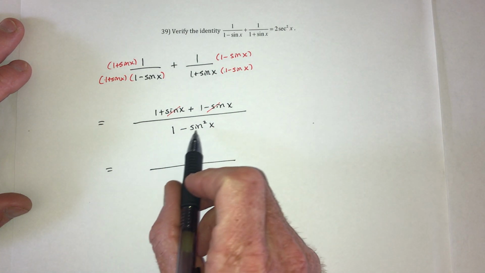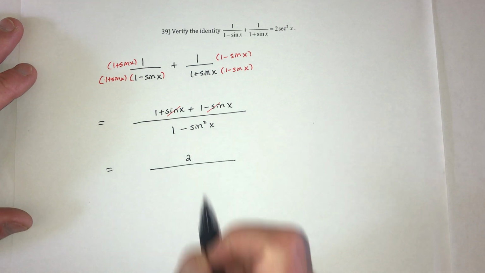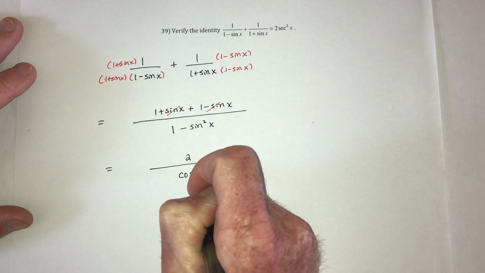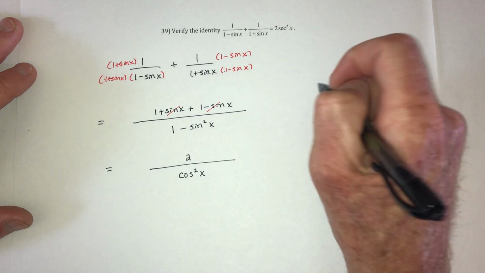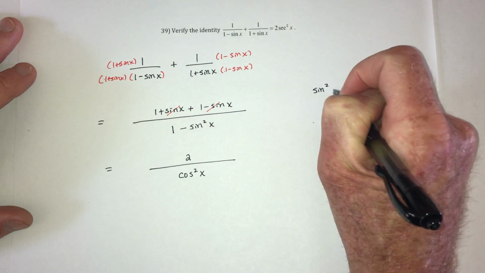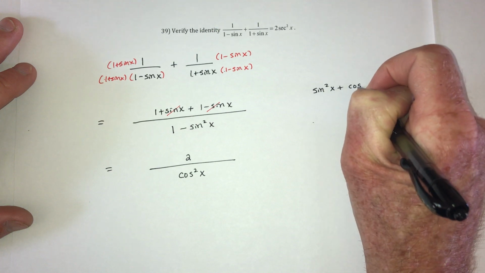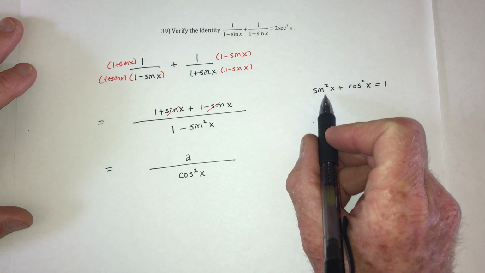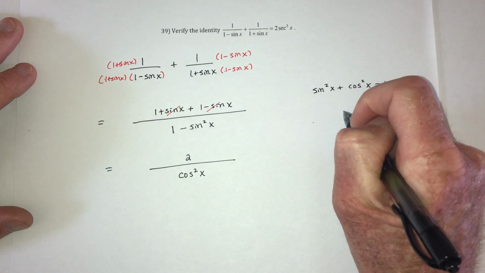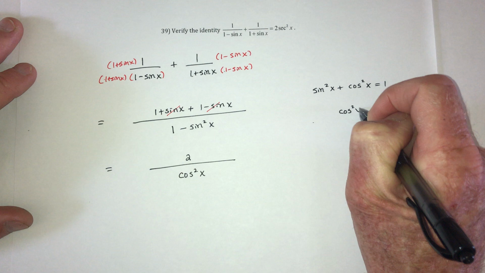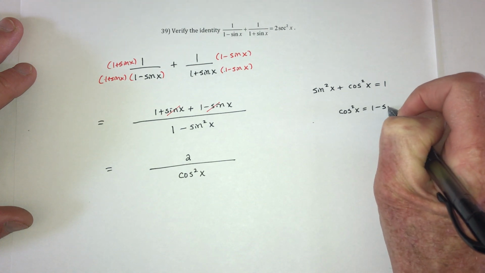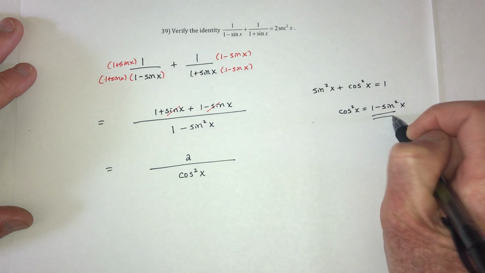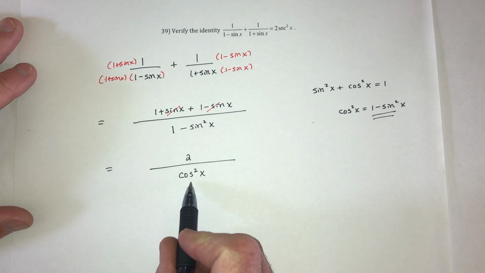And for the bottom, I could simplify this because, as I'm sure you remember, 1 minus sine squared is equal to cosine squared. That comes from the identity sine squared plus cosine squared equals 1. And then you could take this sine squared and just subtract it to the other side, and it's going to say cosine squared is equal to 1 minus sine squared. So 1 minus sine squared can be replaced with a cosine squared.